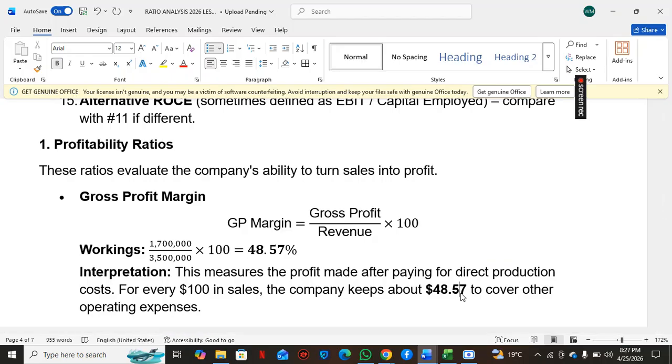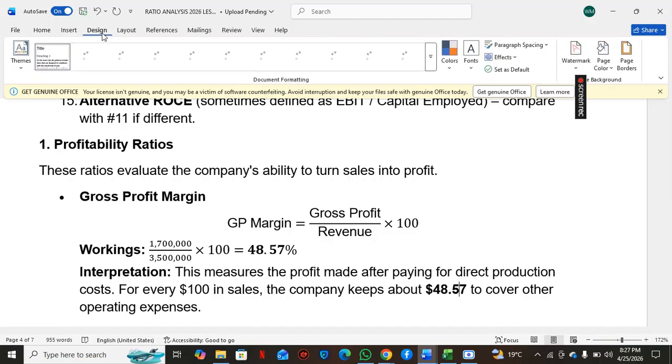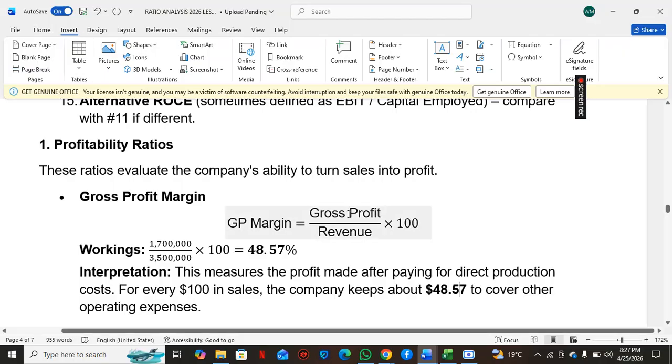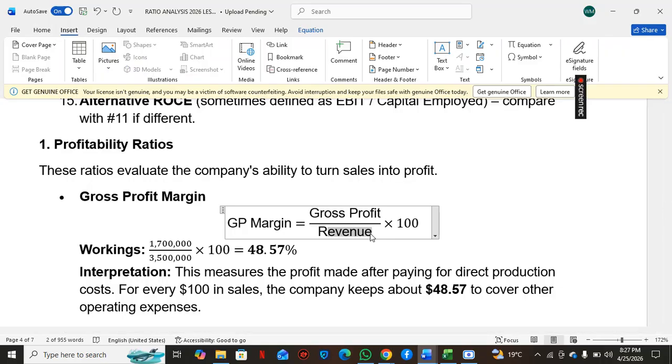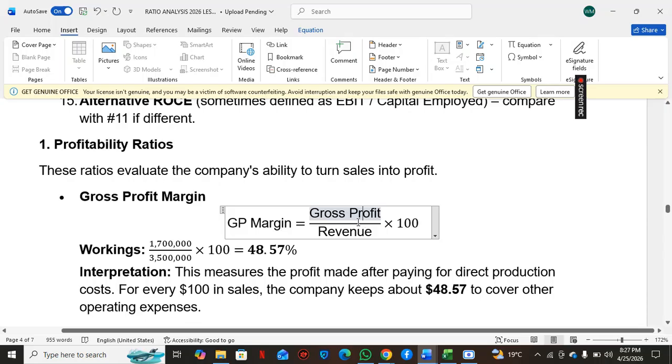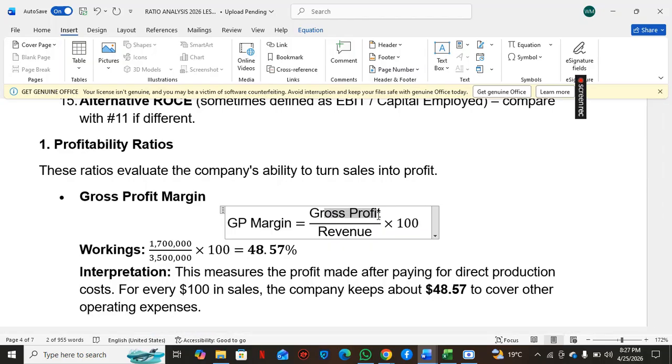So with this ratio, colleagues, the main thing a company has to focus on is increasing the gross profit. Because if your gross profit rises, even this margin is going to rise. Your gross profit must rise more than your sales revenue. Because if your sales revenue grows more than your gross profit, this ratio is going to drop. So for a company to improve this ratio, they have to make sure their gross profit increases. At most, it should even increase more than the sales revenue.